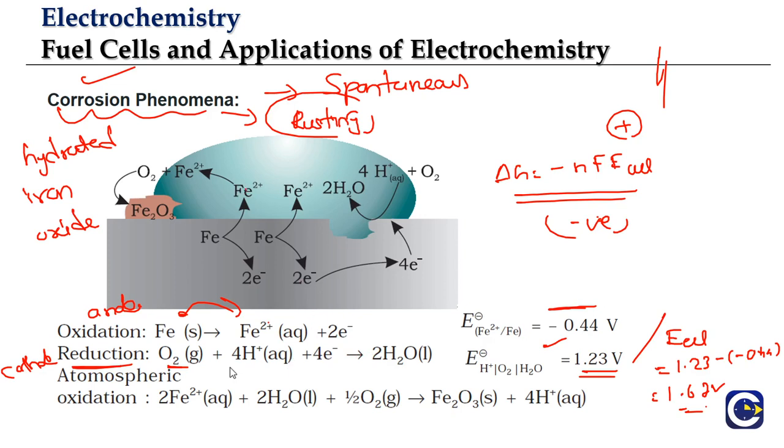And if you see beyond, what happens, the oxidation of iron will not stop at Fe2+. Actually the ferrous ions will be further getting oxidized into ferric ions.